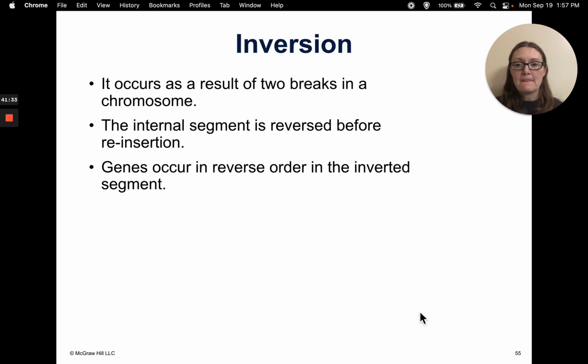An inversion occurs as a result of 2 breaks, and the segment gets inverted and basically flip-flopped. The internal segment is reversed and goes backwards instead of going the right direction. And genes occur in reverse order in the inverted segment. So it's the same one, but instead of reading from this direction to this direction, it reads from this direction to this direction instead. And this is important because when DNA is trying to make a protein, it's reading the protein incorrectly then.